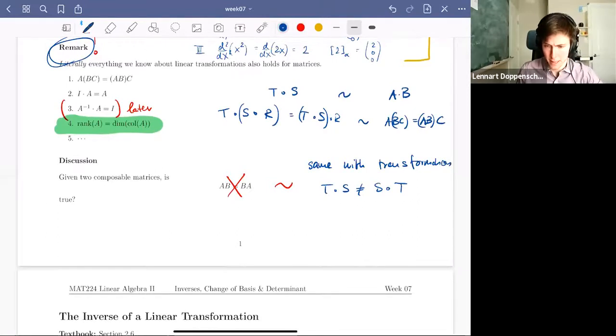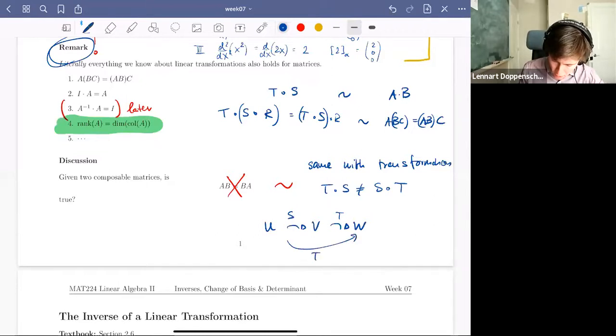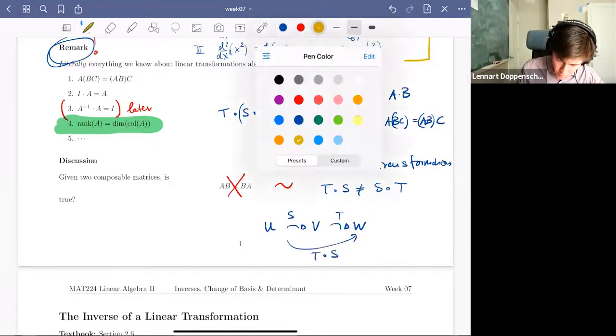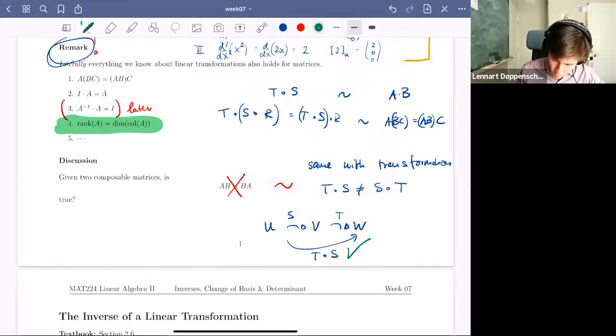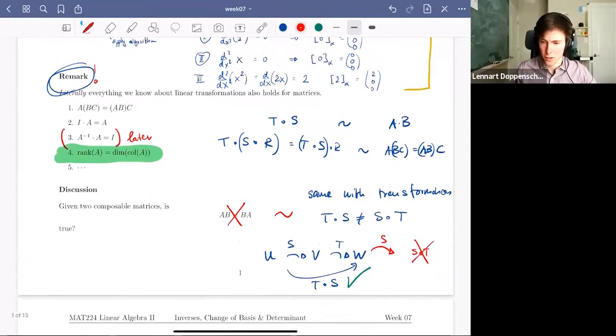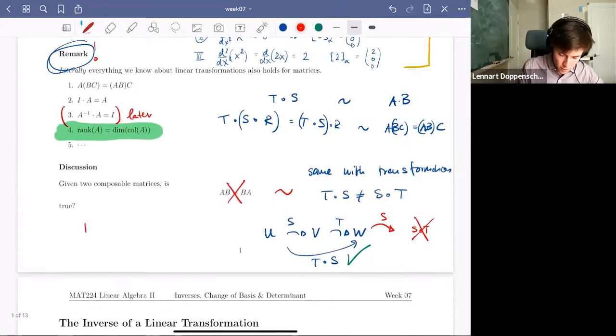So it might not even make sense to compose them the other way, because if they go from U to V to W, then T composed S makes sense. So this can get a green check mark. But if you were to try to compose now S with T, then S composed T doesn't even make sense. So just make sure that many things that you know from numbers generalize to matrices, but not commutativity. So this is not commutative.